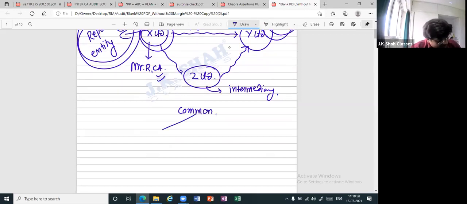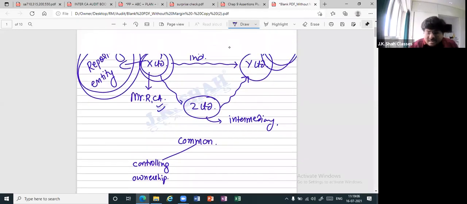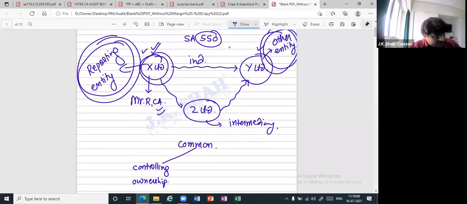What can they have in common? Firstly, controlling ownership. What do you mean by controlling ownership? Say I have controlling ownership here also, and I have controlling ownership here also. So can I say there is a common controlling ownership? The owner is common in both of them. Then ultimately we say that X and Y are related, because they have common controlling ownership. Now do you understand?